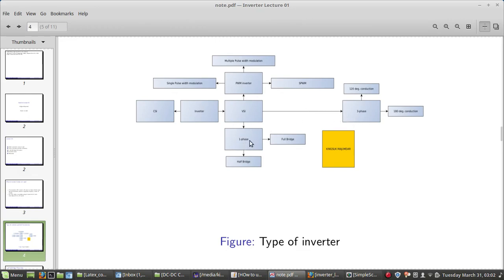One by one: for the single phase it may be a half bridge or a full bridge. For the three phase, the switching pattern may be the 180-degree conduction type or the 120-degree conduction type. Whereas the PWM technique is classified in many ways. As per our syllabus, we are going to focus on single pulse width modulation, multiple pulse width modulation and sinusoidal pulse width modulation. This is the most significant one in the real world.